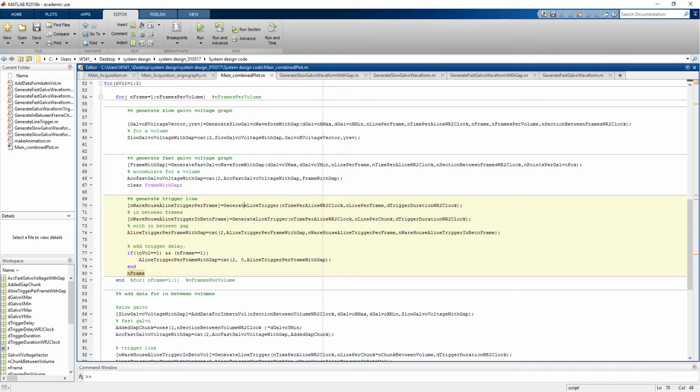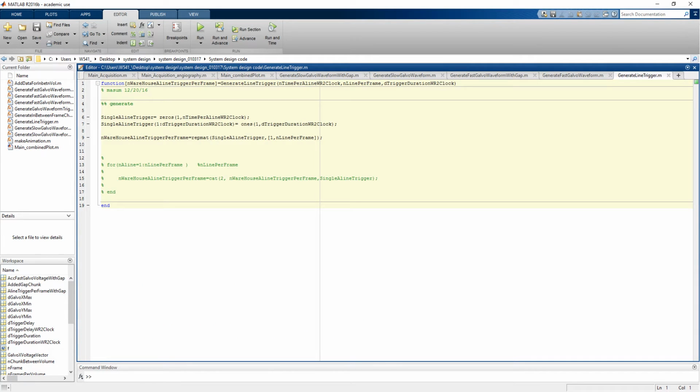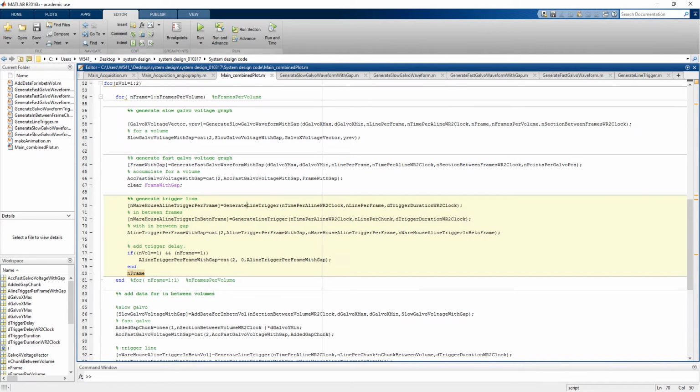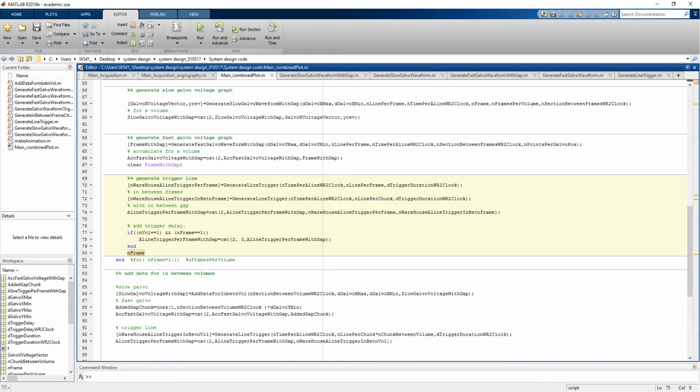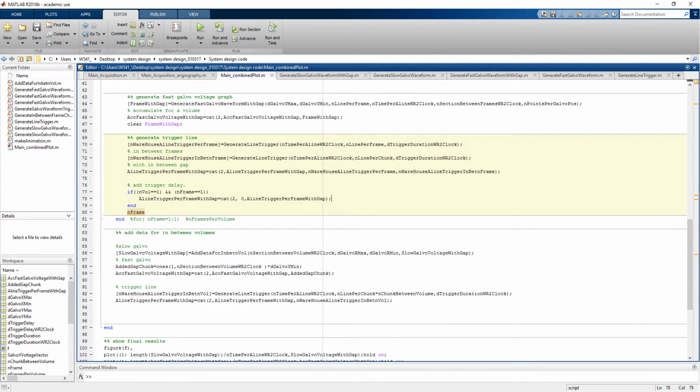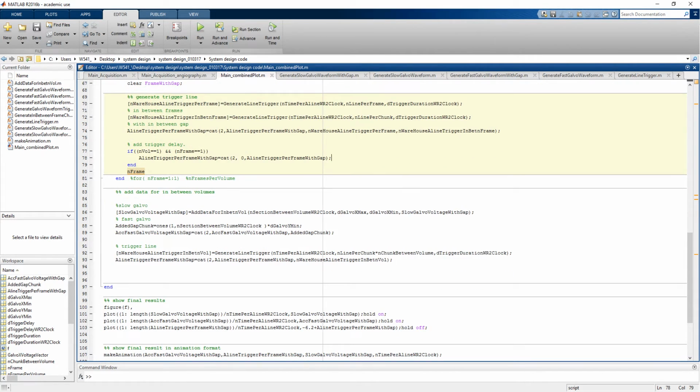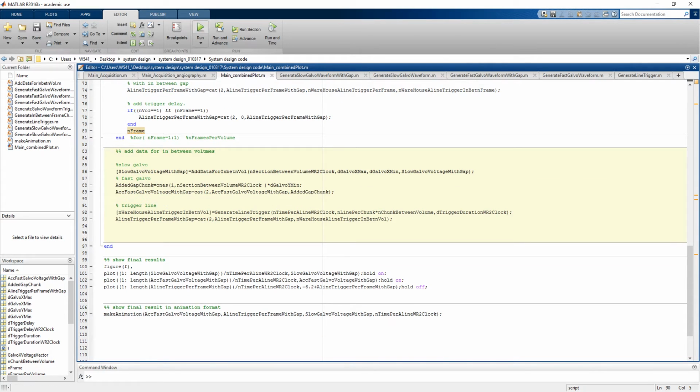Now this is the trigger line, which I generated here. The trigger line is basically ones and zeros, bouncing up, and you add the trigger delay. You have to add some trigger delay starting from frame 1. Then this is the data. I think it's the same code, you just have to take it inside the function of the chunk data: what is the gap between two volumes? And this is the final result. Let's run it.